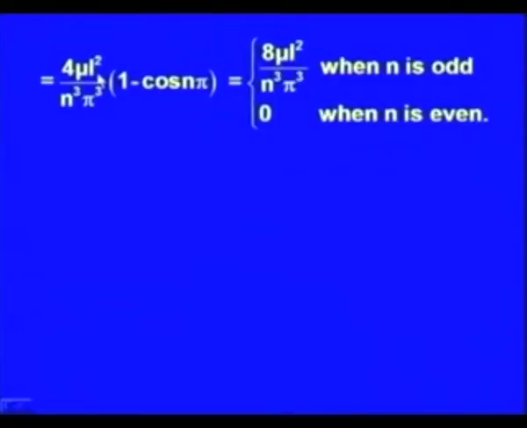which is equal to 4 mu L square over n cube pi cube into 1 minus cos n pi. Now, let us look at the case when n is an odd positive integer. When n is an odd positive integer, cos n pi will be equal to minus 1. So, 1 minus cos n pi will be equal to 2, and therefore, we get the value of B n as 8 mu L square over n cube pi cube if n is an odd integer. But if you take n to be an even integer, then cos n pi is equal to 1. So, we will get B n as 0. So, the value of B n is 0 when n is an even positive integer.